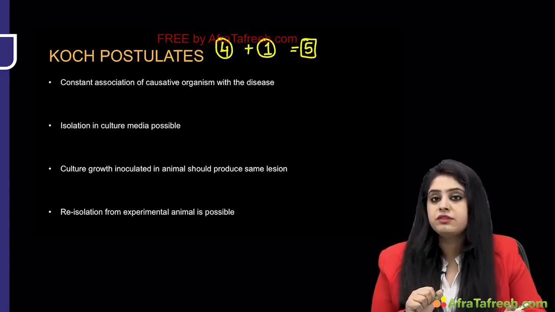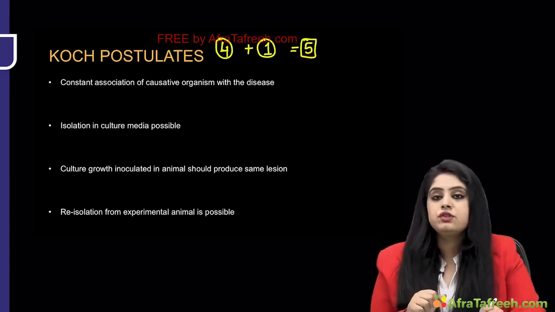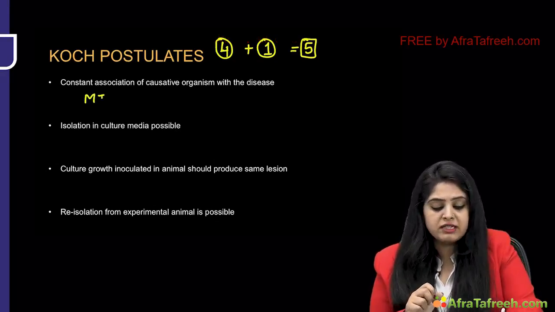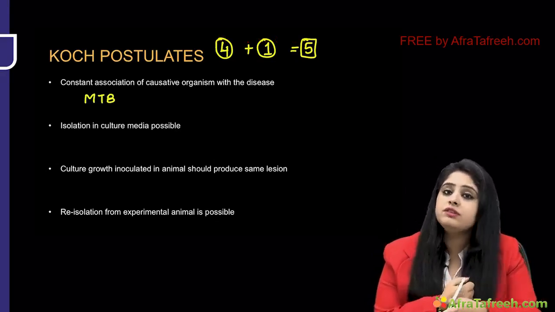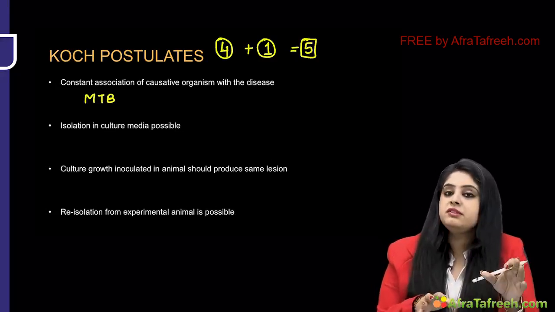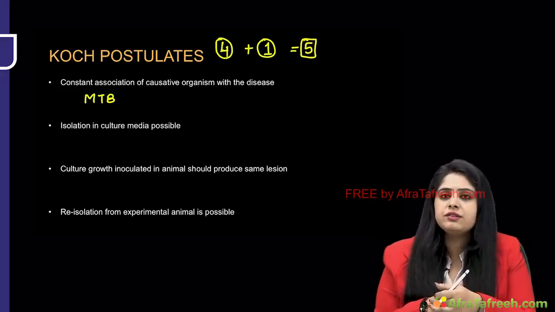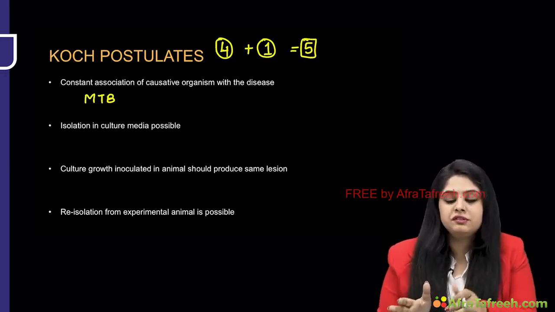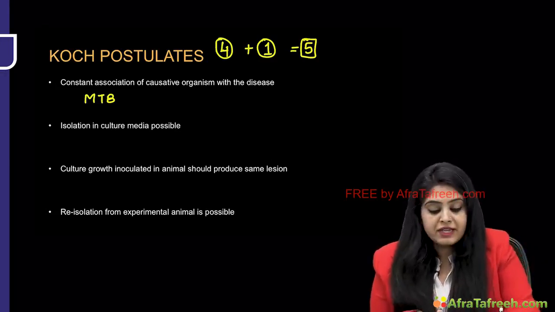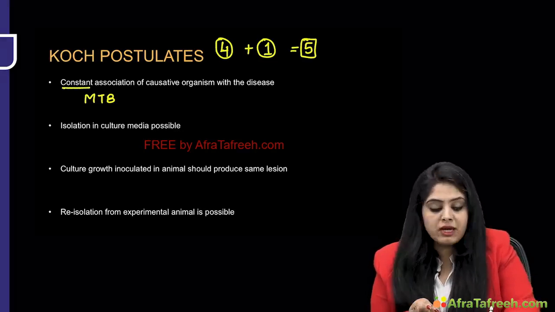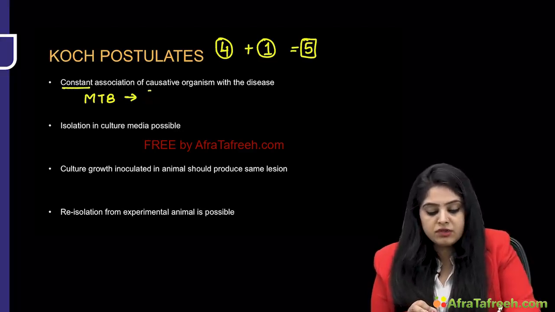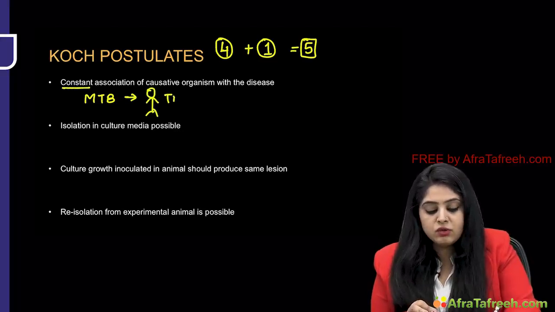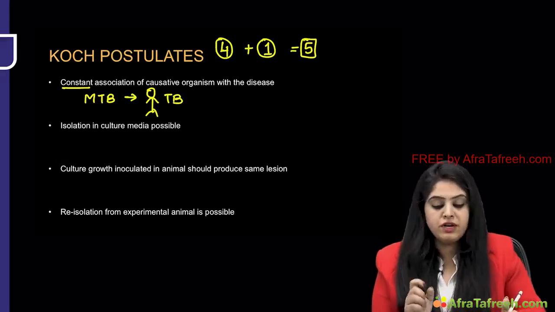So first and foremost, what is the first part? Constant association of the causative organism with the disease. What does that mean? For example, I give you a case of Mycobacterium TB. I give you one bacteria, that bacteria is Mycobacterium TB. What is it always going to cause? Can Mycobacterium TB suddenly end up straight away causing meningitis? No, the first thing that it will cause is tuberculosis. It's a fact, it's fixed, right? There's a constant association that Mycobacterium tuberculosis will cause tuberculosis. So whatever disease it is causing in the human, it should be the same disease all the time. There's a constant association. Point number 1.